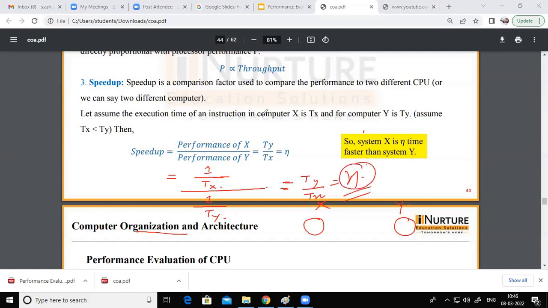Whenever we talk about a factor, it is nothing but a ratio. So for speedup, you can divide the performance values, or the execution times, which are inversely proportional to the performance of any system. Then you can say that performance of X is eta times performance of Y. Based on this, we'll solve one problem.